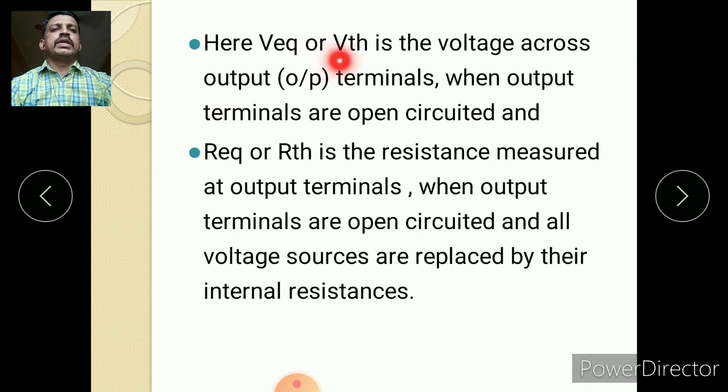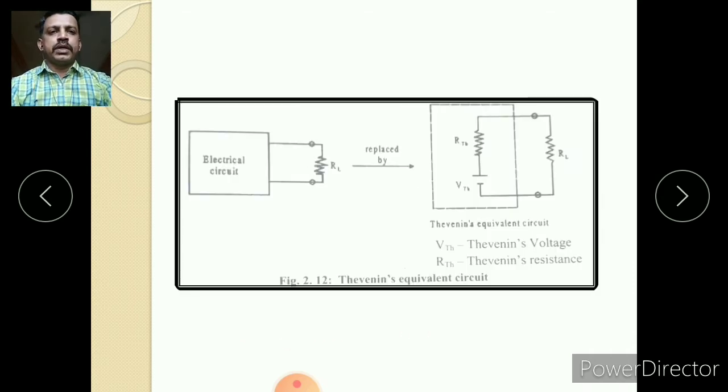Here VEQ or VTH is the voltage across output terminals when the output terminals are open circuited, and REQ or RTH is the resistance measured at output terminals when the output terminals are open circuited and all voltage sources are replaced by their internal resistances. Now here is the diagram.